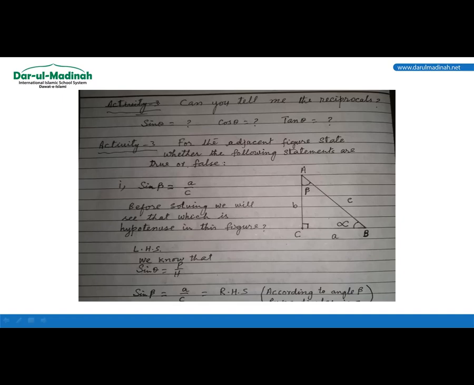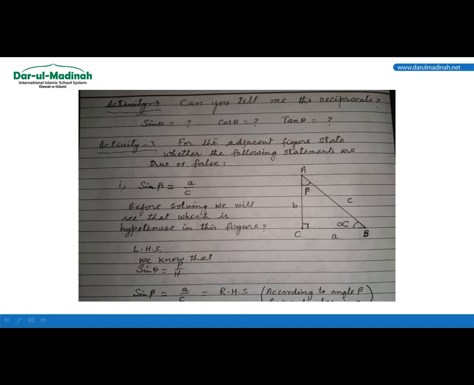Now we do another exercise or activity here. For this adjacent figure, state whether the following statements are true or false. The question is, sin beta is equal to A upon C. Beta stands for this angle, and this symbol is alpha. You have already used these in physics also.